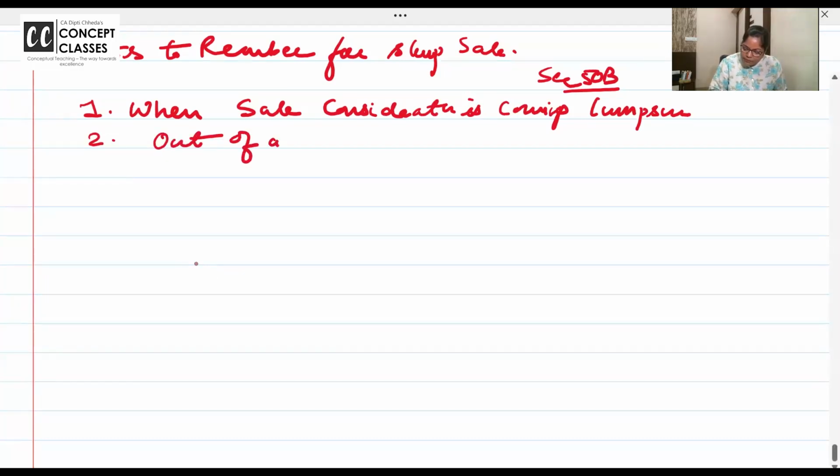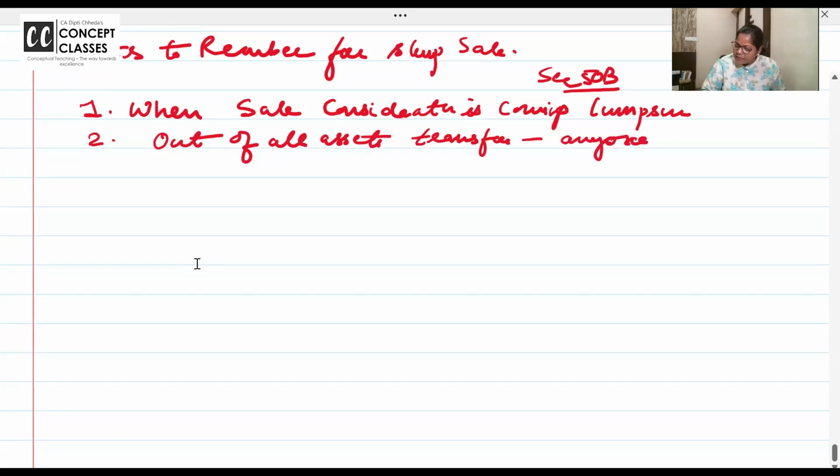Out of all the assets transferred, anyone, if it is a long-term capital asset, then the capital gain is long-term capital gain.